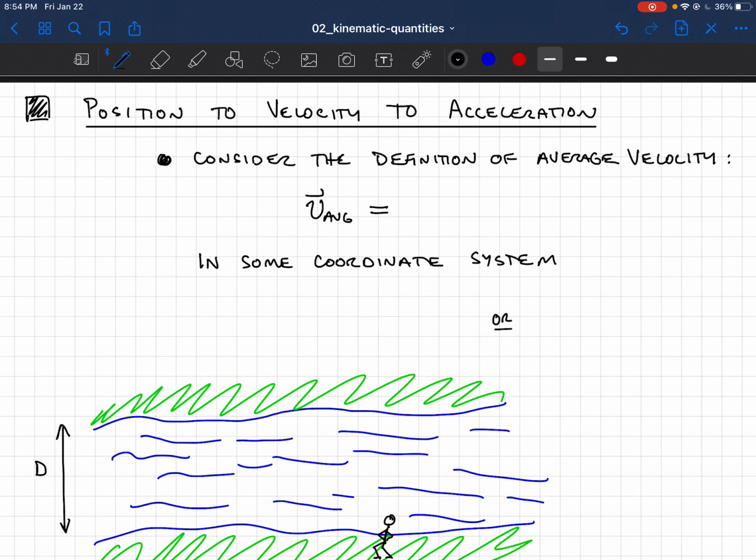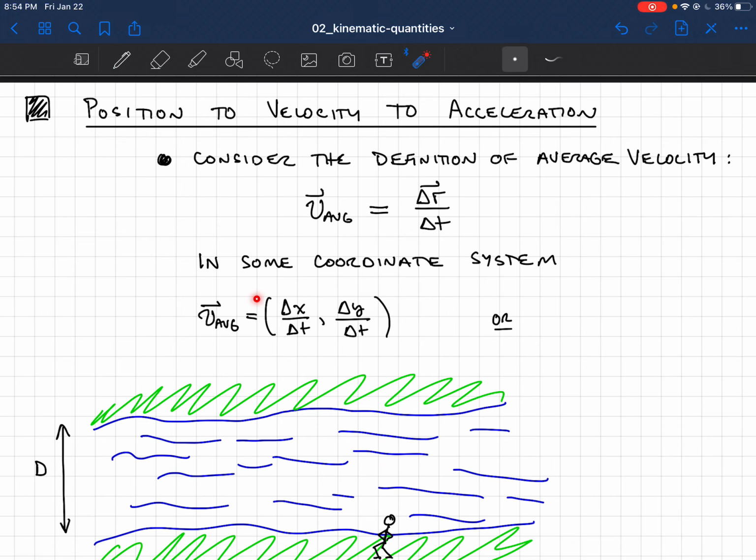So let's just look at average velocity. Remember the definition of average velocity? Do you remember? It is the displacement divided by the time interval, delta r divided by delta t. And if we choose some coordinate system, then that means that it's going to be equal to delta x over delta t, comma delta y over delta t, comma delta z over delta t. Let's just leave it for 2 dimensions for now.